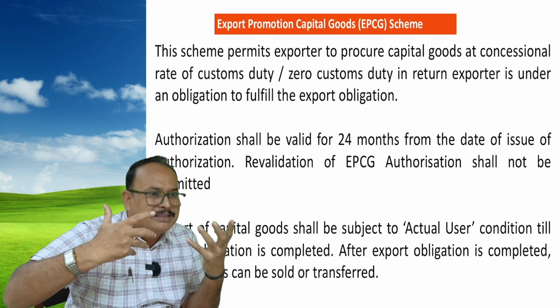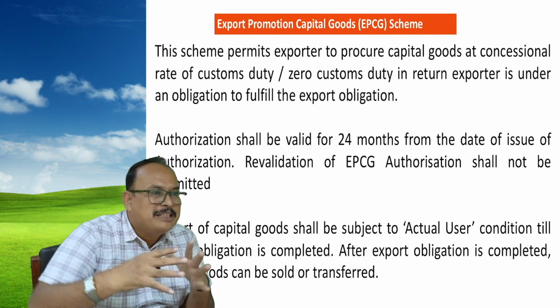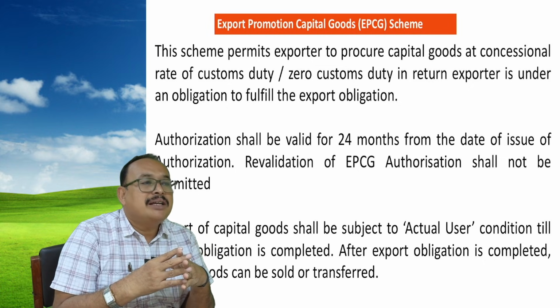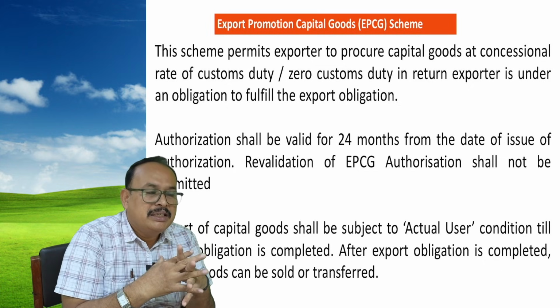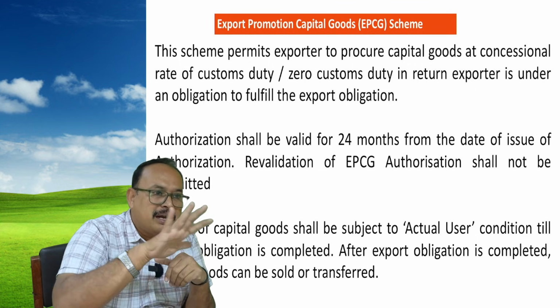Which point? Speak out, na? Which point? Speak loudly. Duty exemption, what is the first point? Advance authorization scheme. Refer, no? That is for raw material, Raja. Simple, ma. For raw material.